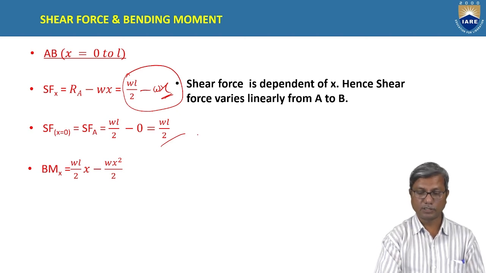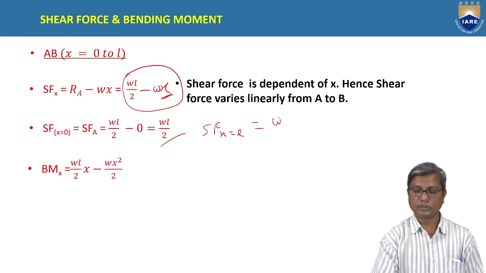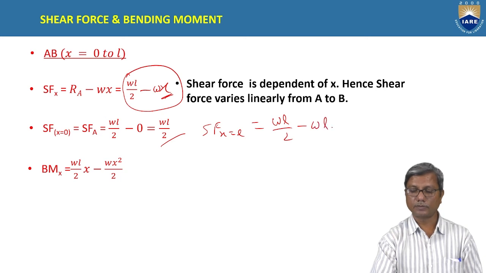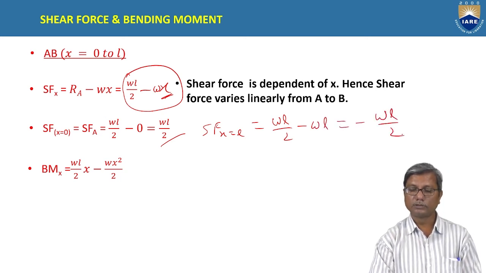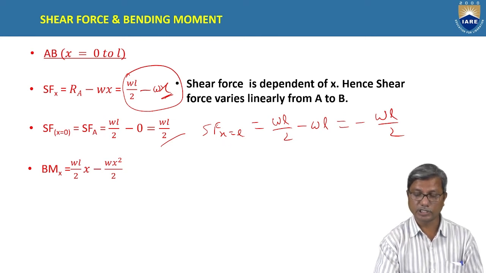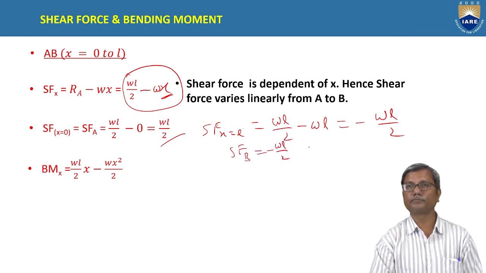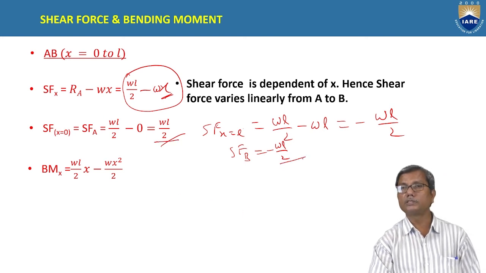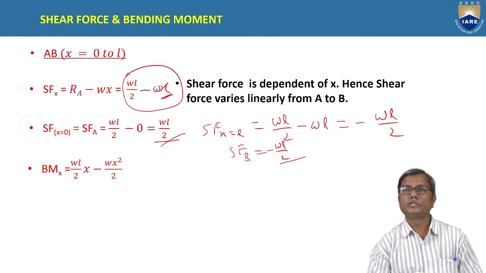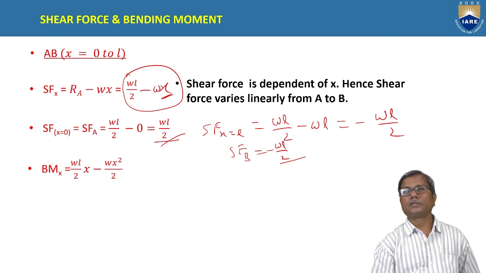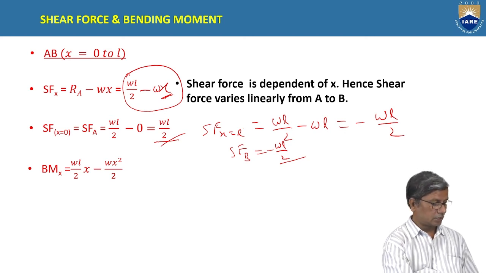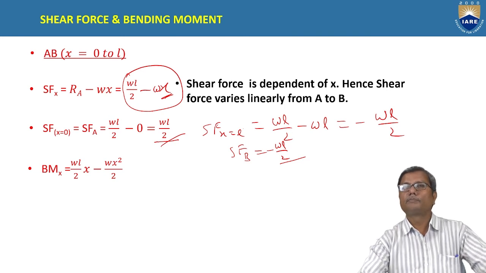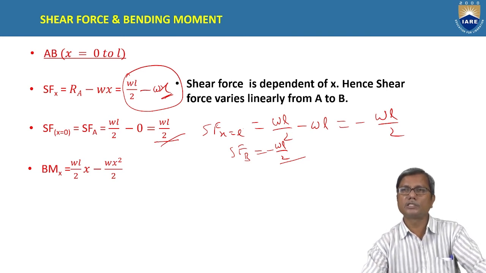You can find shear force at B also. Shear force at X equal to L is equal to WL by 2 minus WL. That means minus WL by 2. Okay? That means shear force at B, at X equal to L, is minus WL by 2. So if you observe, shear force at A is plus WL by 2 and shear force at B is minus WL by 2. That means the shear force is varying linearly from positive to negative.